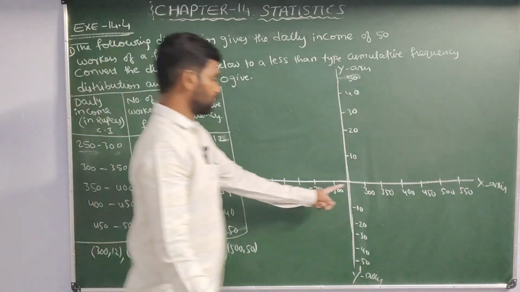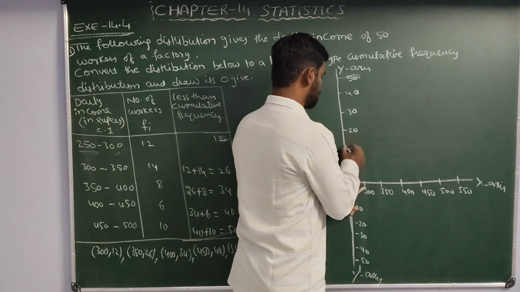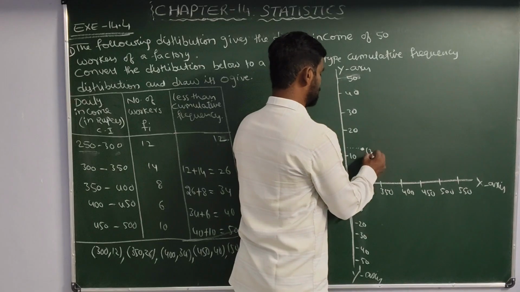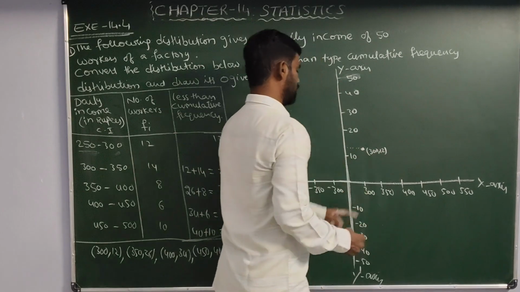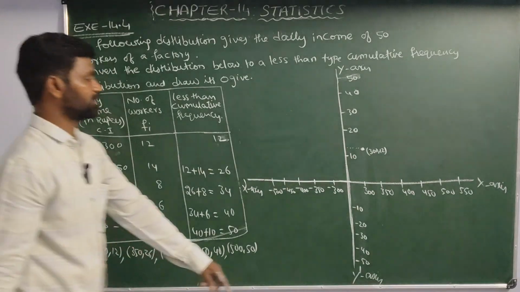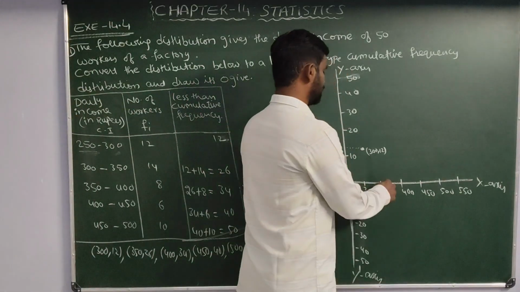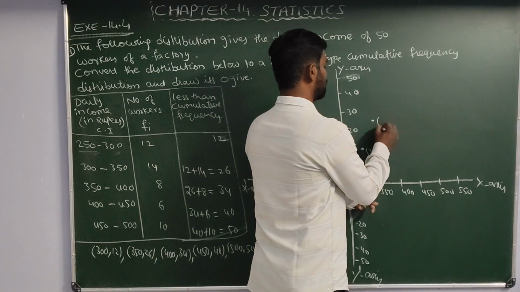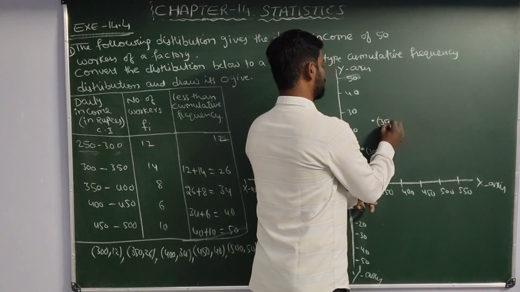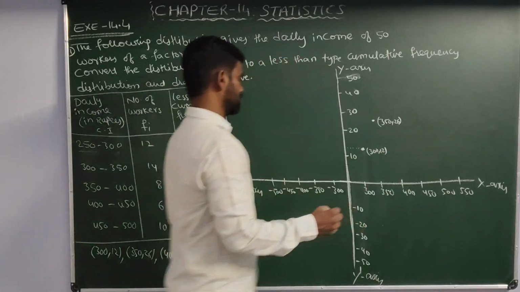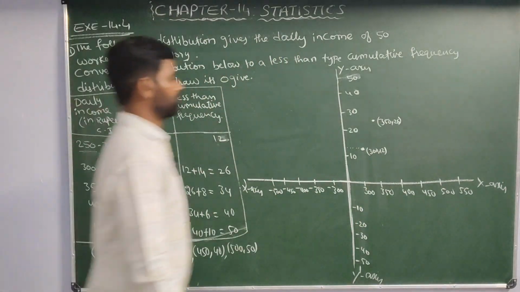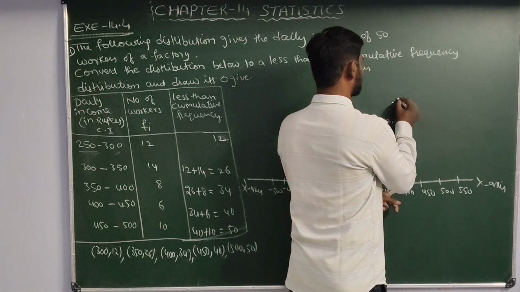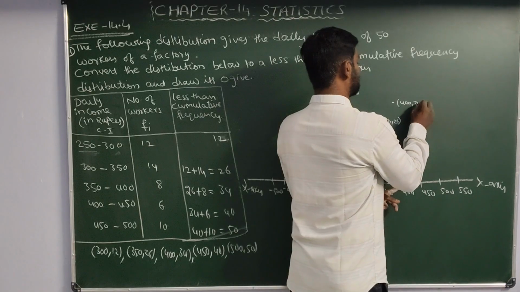The first point: the x coordinate is 300 and 12 is somewhere here. It is this point, 300 comma 12. Next, 350 comma 26. The x coordinate is 350 and the y coordinate is 26, so it may be here. Next, 400 comma 34, it may be here.